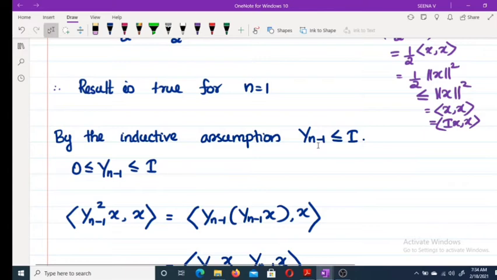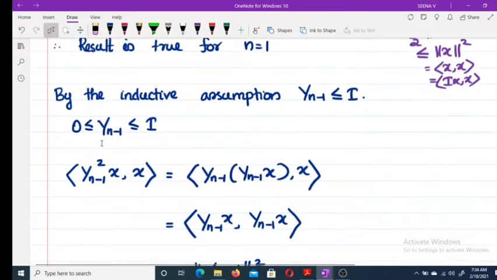That is y n minus 1 less than or equal to I. Now we are going to prove the result is true for n. So from this we have 0 less than or equal to y n minus 1 less than or equal to I. Now what about y n minus 1 square x, x? And this is equal to y n minus 1 y n minus 1 x, x.